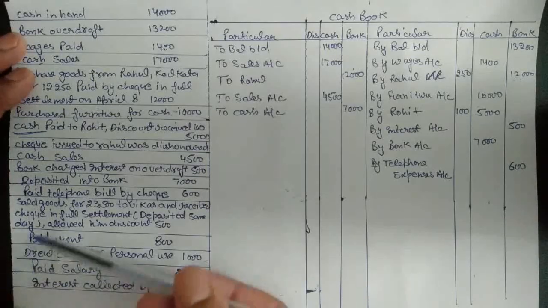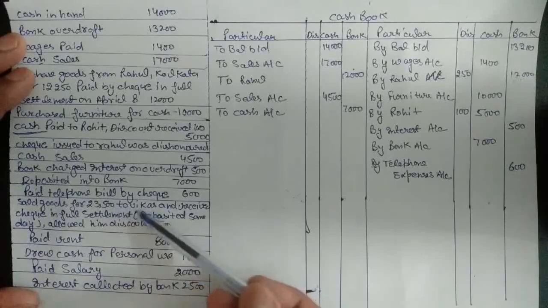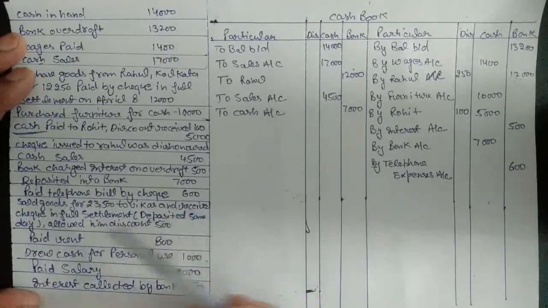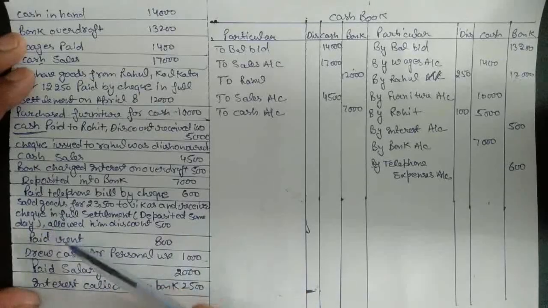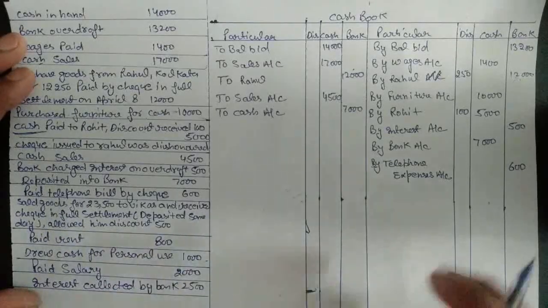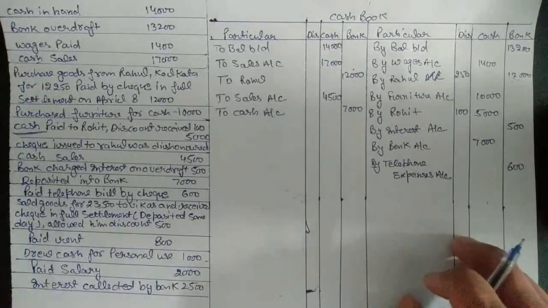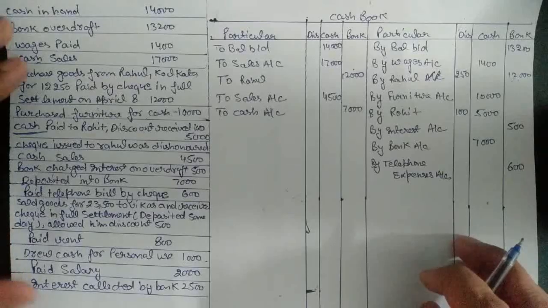Okay, our next entry is: sold goods for 23,500 to Vikas and received check in full settlement, deposited same day, allowed him a discount of 500. So it is also a simple entry, that is we are receiving a check from Vikas and we are depositing that check into the bank.